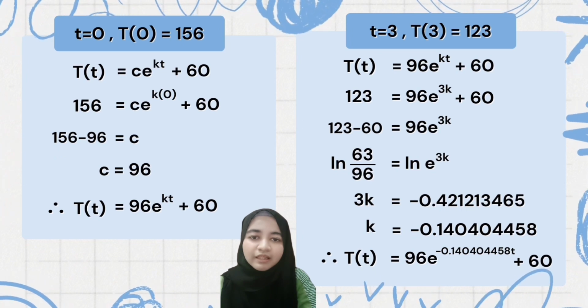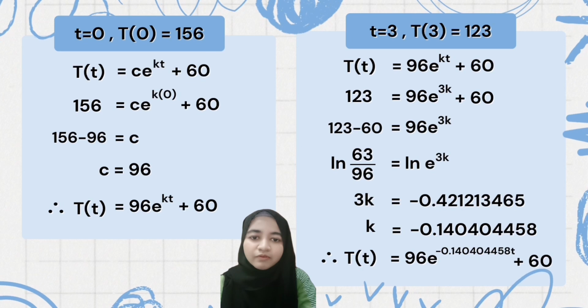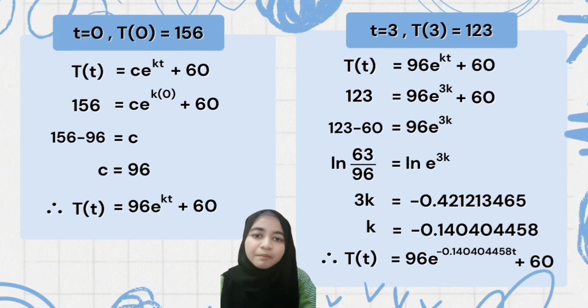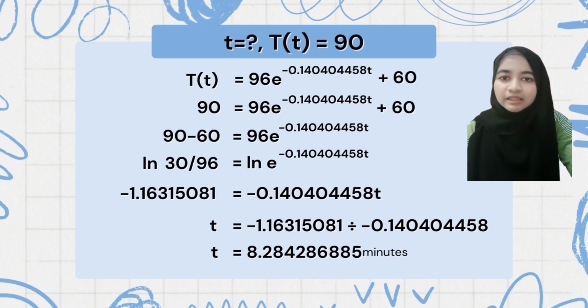And lastly, we will substitute the k into the previous equation. Then we will get the current equation: T(t) equal to 96 e to the power of negative 0.140404458 t plus 60. Lastly, the question wants us to find at what time the temperature is 90 Fahrenheit.